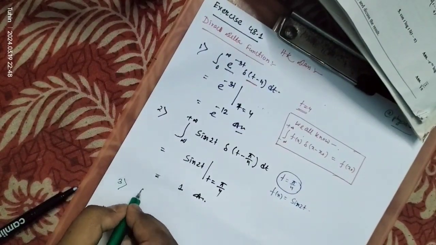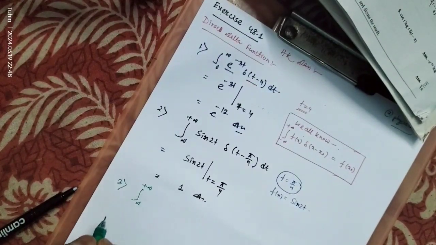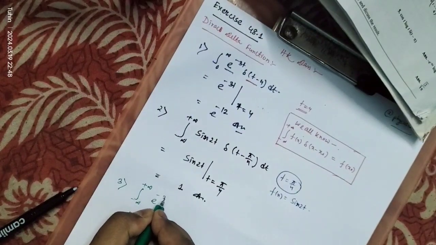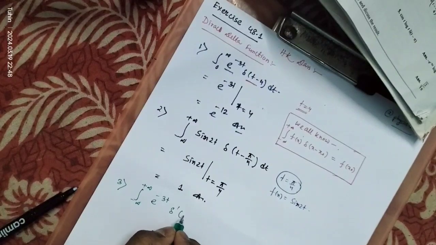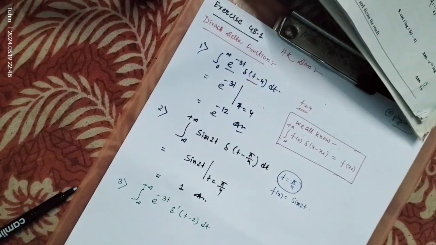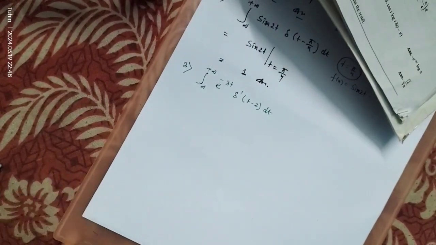It is given that the integral from minus infinity to plus infinity of e to the power minus 3t delta dash, I mean the derivative, of t minus 2. You all know about this dash.